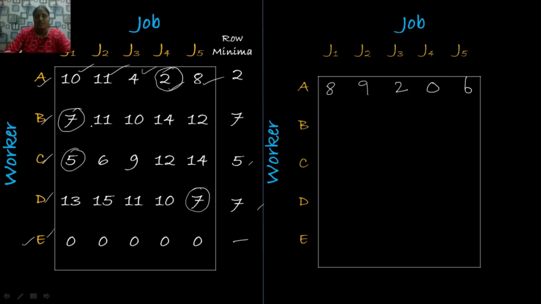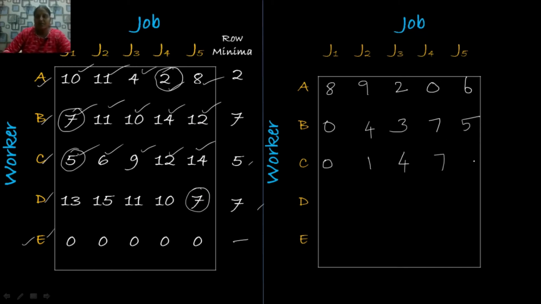So 7 minus 7, that is 0. Next, 11 minus 7, 4. 10 minus 7, 3. 14 minus 7, 7. 12 minus 7, 5. And for the third row, 5 is the minimum element, so let me subtract 5. 5 minus 5, 0. 6 minus 5, 1. 9 minus 5, 4. 12 minus 5, 7.